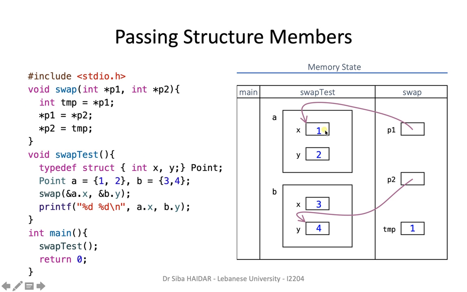It receives the dereference of P1, and dereference of P1 will receive dereference of P2, which is 4, and dereference of P2 will receive 10. And then if we print both variables, they are already swapped. So this is passing structure members.